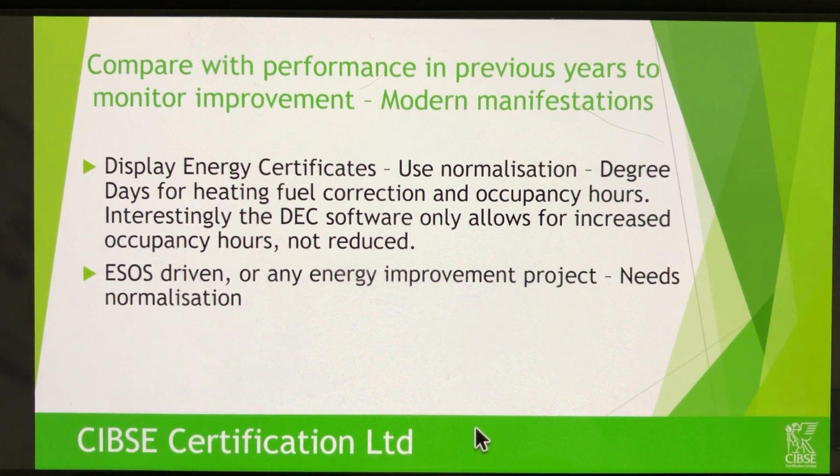It could be something ESOS-driven, where improvement objectives have been identified or opportunities have been identified, and you want to measure how effective that's been, or just any improvement projects from any driver. If you make a change like that, you really need to use normalisation to accurately assess success.